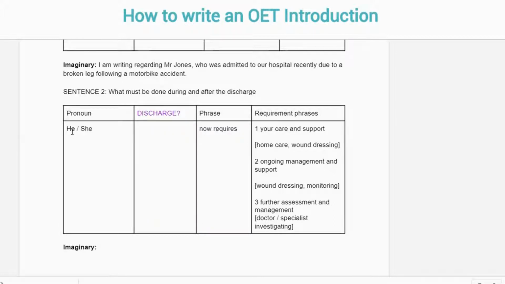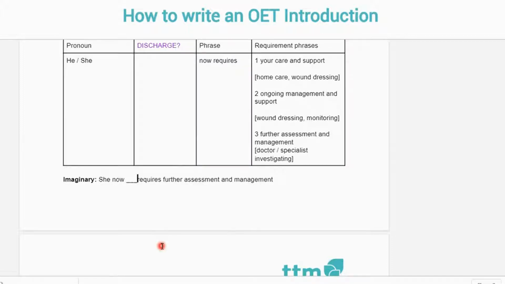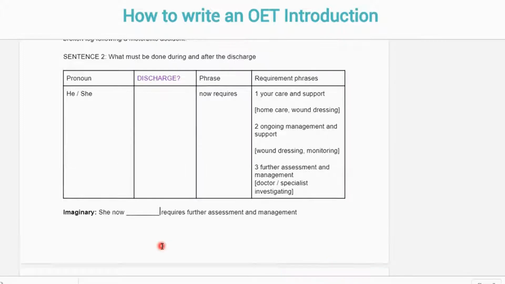He or she now requires your further care and support. It's easy, right? She's just reading this. Good. So let's get Jancy. Can you read one for me, please? She now requires ongoing management and support. It's easy, right? Good. Now, obviously, I've left something out, haven't I? I've left out discharge. If you're writing a discharge letter, that means you need to say something about the fact that he or she will be discharged today or tomorrow. So Raji, can you help me out with this? What's a good phrase?